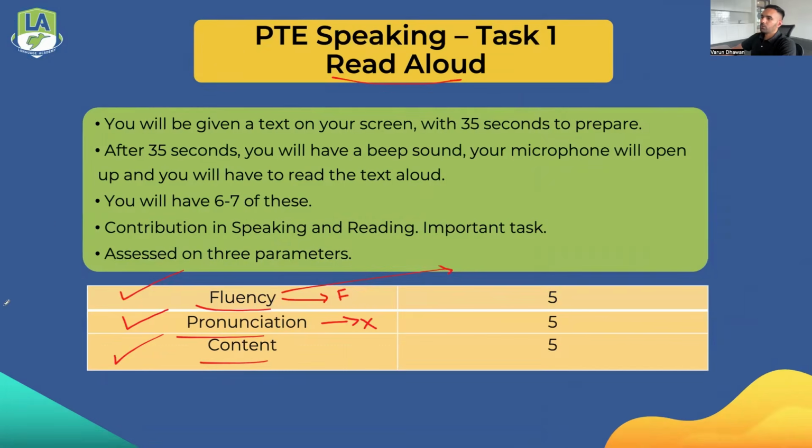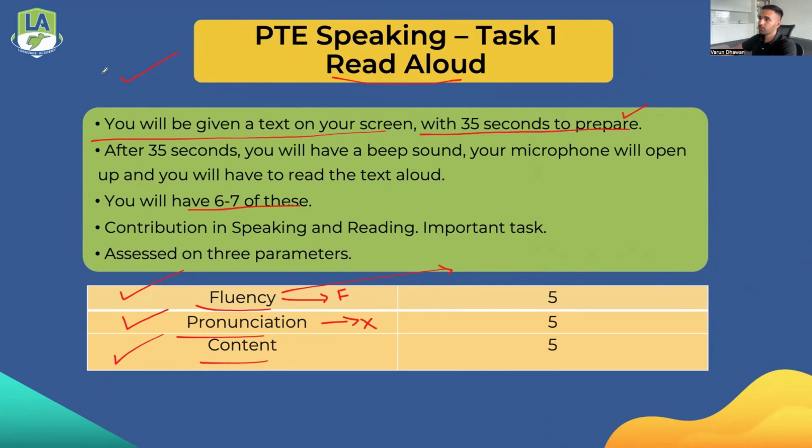All right, so read aloud. What happens in read aloud? Let's have a look at read aloud. You will be given a text on your screen. Along with the text, you'll be given 35 seconds to prepare. Once the 35 seconds are gone, you will hear a beep sound which indicates that your recording has started. Once you get the beep sound, you have to start reading the passage on your screen. You will be given around 35 seconds to give your response. However, you will be able to read it in around 20 seconds. Once you are done, you can move on to the next question. You'll have 6 to 7 of these.